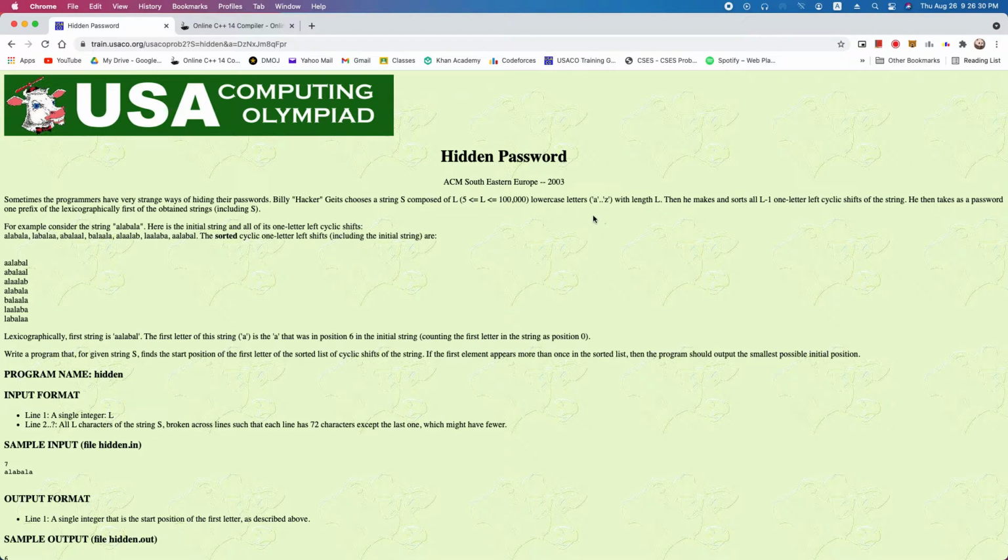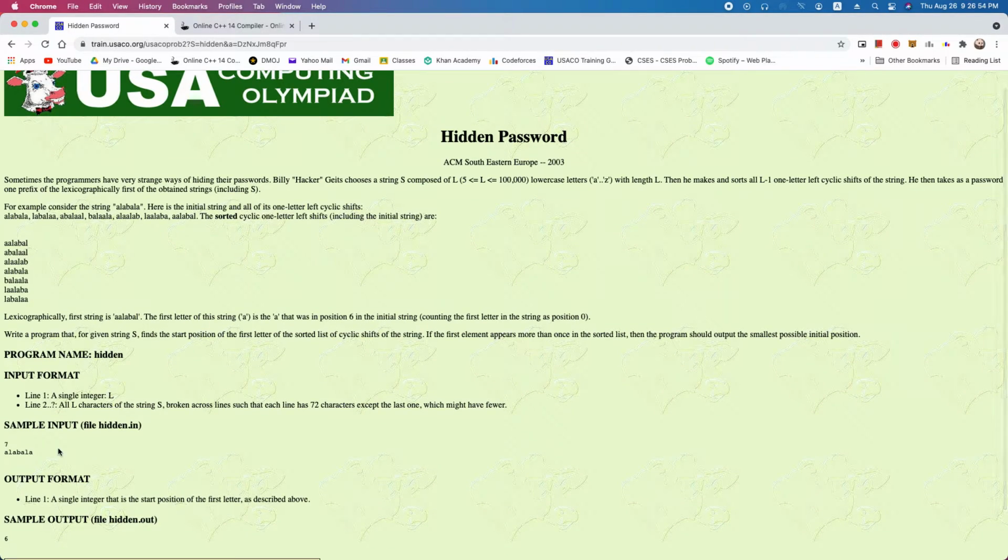In today's video, I will be explaining how to solve the problem Hidden Password. In this problem, we're given a string and we need to find the smallest string rotation of this string. This cannot be solved by just using brute force because the constraint for this is 100,000 and you cannot solve this in O(n squared) time.